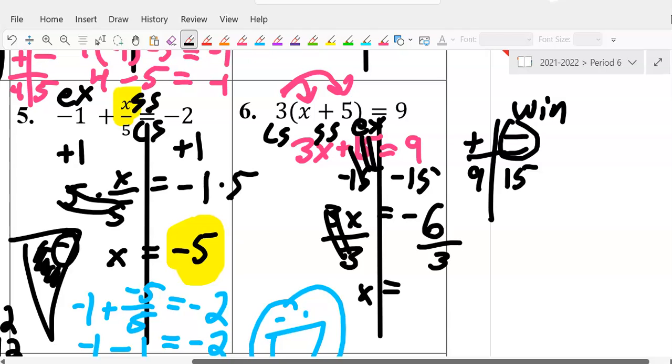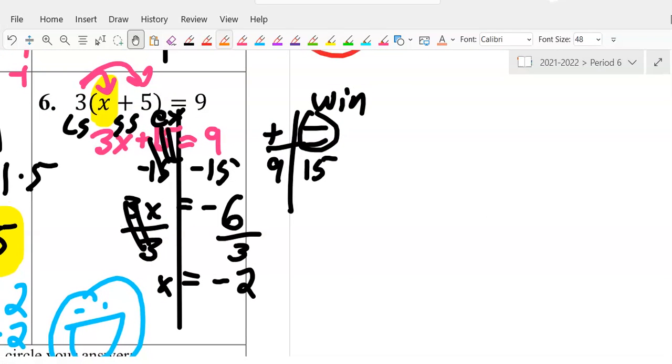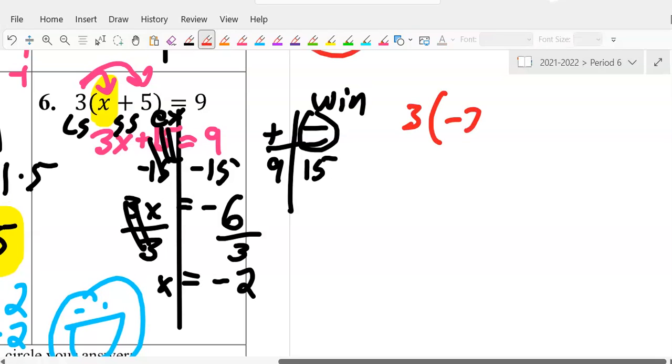Well, first you have to divide 3 and negative 6. And then you get negative 2. Okay. Are we done? We are, but we want to check our answer, right? So we put a negative 2 in there. What happens? Well, let's look at it. Let me move this over a little bit. So we have 3 times, and now we're going to put a negative 2 in there, equal to 9.